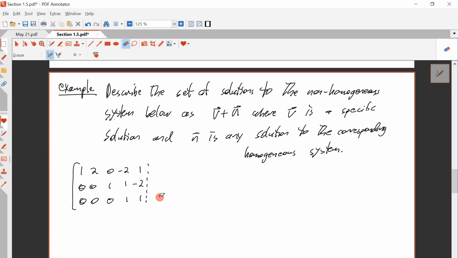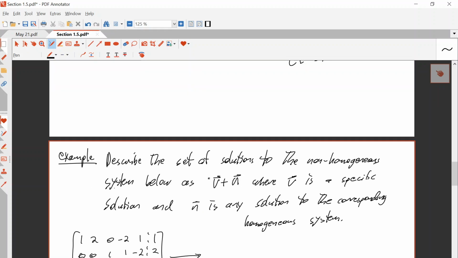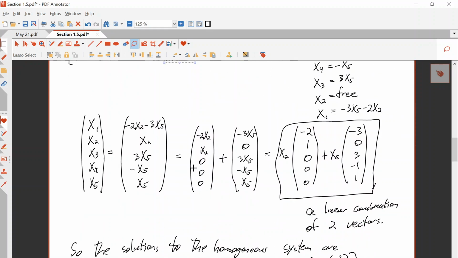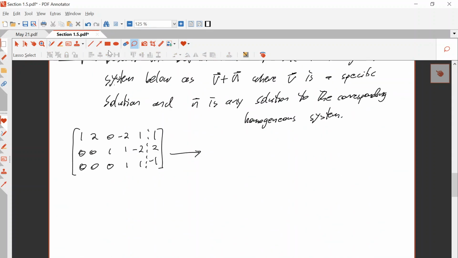Okay, so let's make it non-homogeneous now. Let's put 1, 2, minus 1. Alright, so I'm going to do the same row operations that I did before to get it into reduced row echelon form. It's already in row echelon form, but we got to get it into reduced row echelon form. So we got to do the same ones we did before. It's the same coefficient matrix. I just changed it from homogeneous to non-homogeneous.